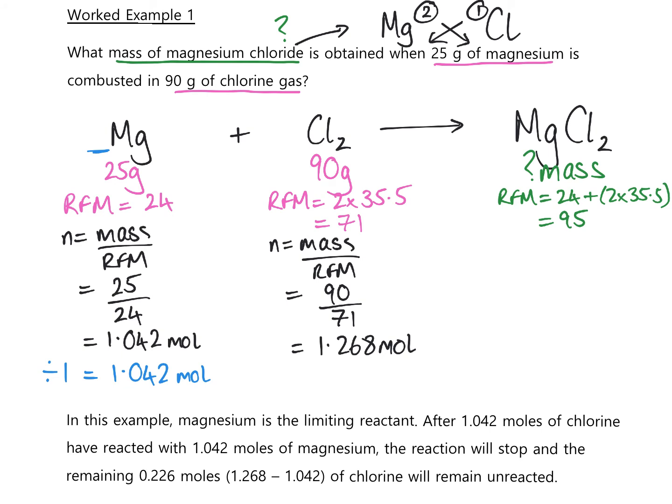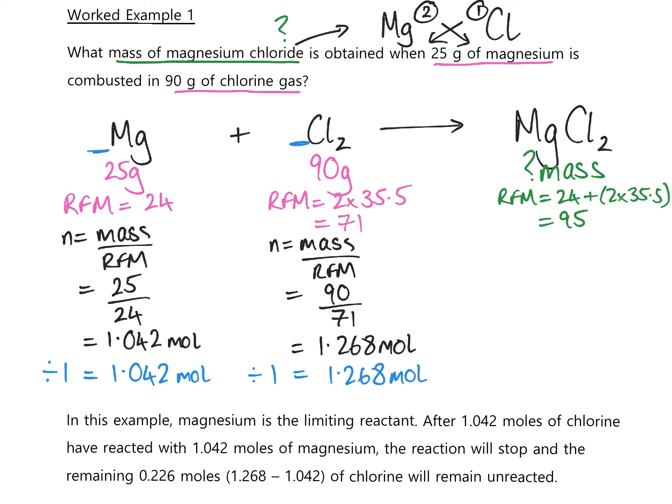Okay, what we want to do, just to remind ourselves, is step number 3, divide by the balancing number ratio, which again is 1. So that's going to be 1.268 moles. For this, dividing by the balancing number ratio hasn't made a difference, but it's important that we think through that for each of these calculations. So which do you think is your limiting reactant? Which do we have less of in terms of number of moles?